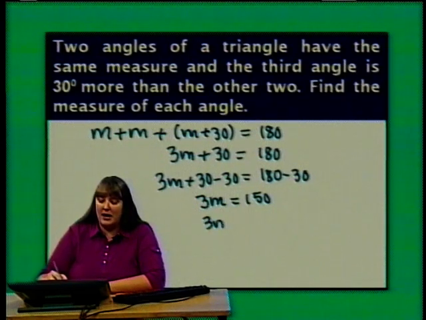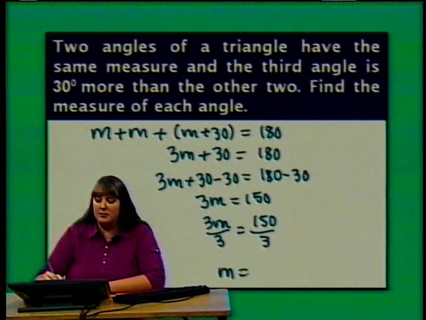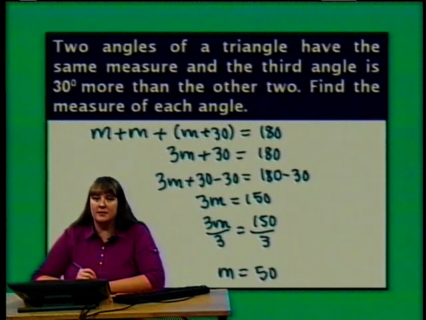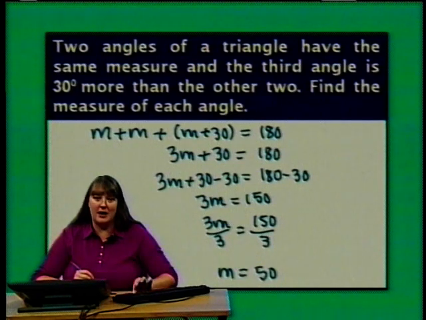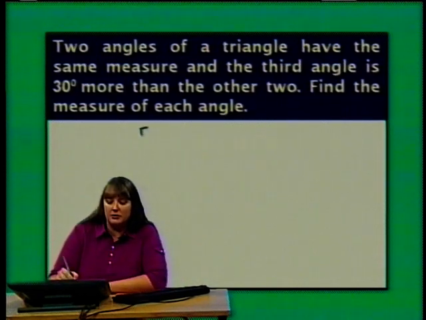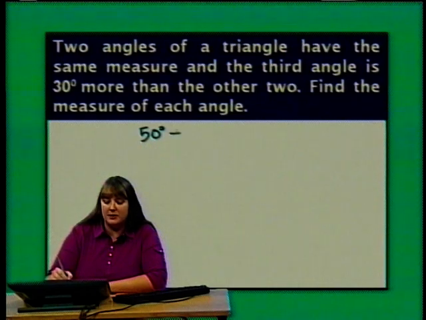Finally, I'm going to divide both sides of the equation by 3. And this gives me m equals 50. Now, before writing my conclusion, I want to make sure that this makes sense in the context of this problem. So the m is the measure of one of my equal angles of the triangle. So I actually have two angles whose measure is 50 degrees.